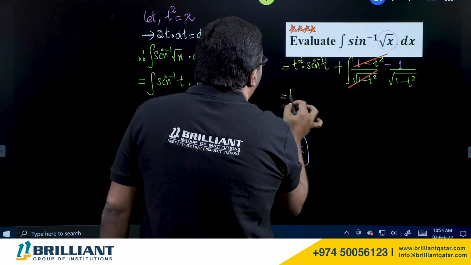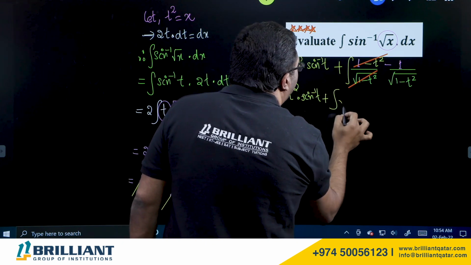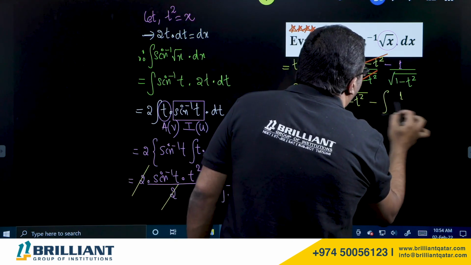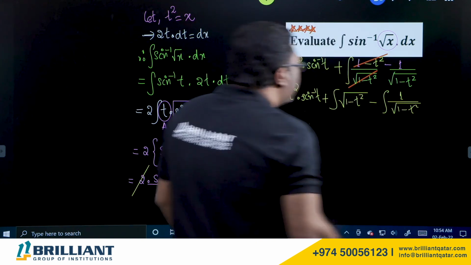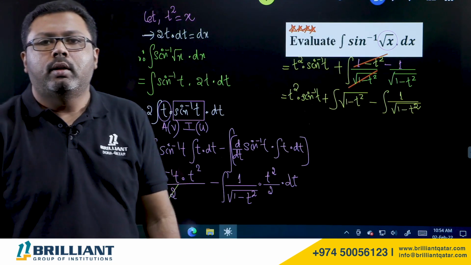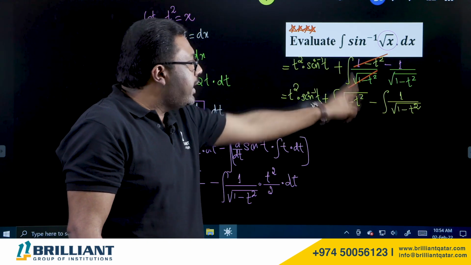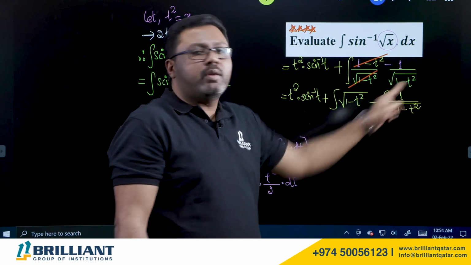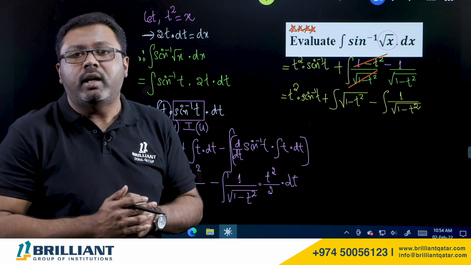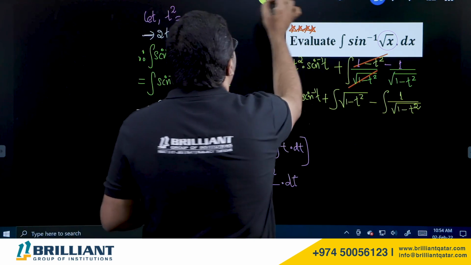So the answer is going to be t squared into sine inverse t plus the integral of the square root of 1 minus t squared minus the integral of 1 by root of 1 minus t squared. These are direct integration forms in special integrals. Refer to video 1. I won't waste my time. This looks like the integral of the square root of a squared minus x squared. This looks like the integral of 1 by root of a squared minus x squared. Please go back to video number 1 of integration part 1. You can see special integrals being done there. Please refer to that, get it memorized, and use it over here. And I'm going to write it directly as the answer.